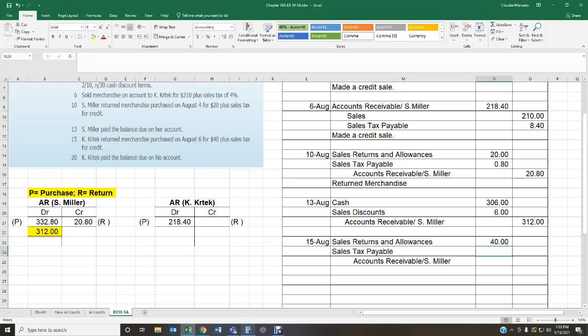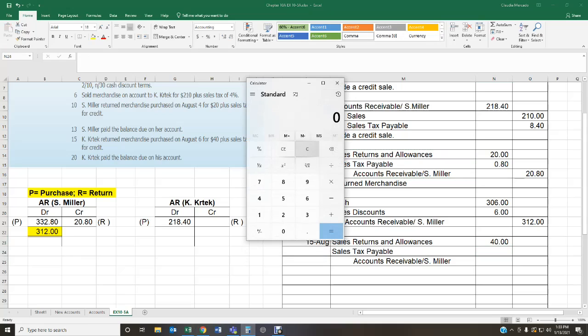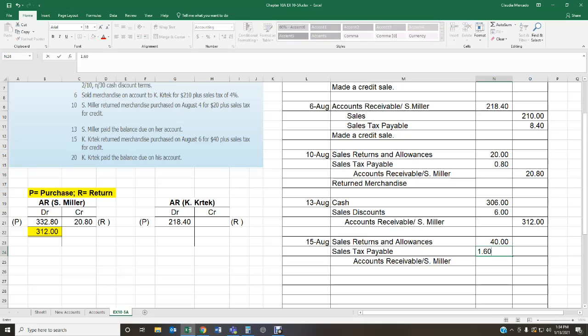Now, on top of the $40 that we're going to give them, we also have to refund them the taxes. So I'm going to multiply the 40, and my tax rate is 4%. So that means I have to refund them $1.60 for their taxes. Yes, we're doing a return on the 15th.